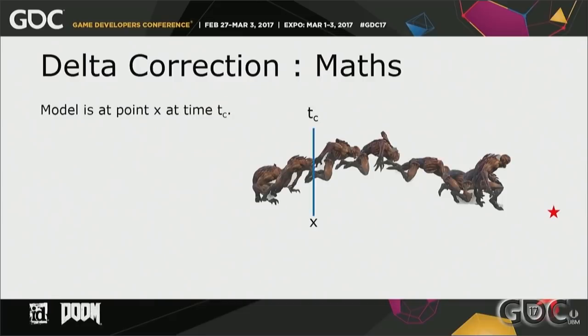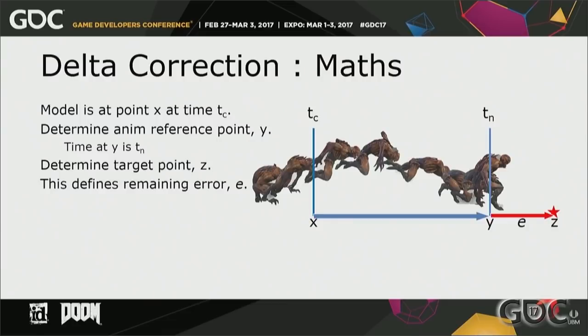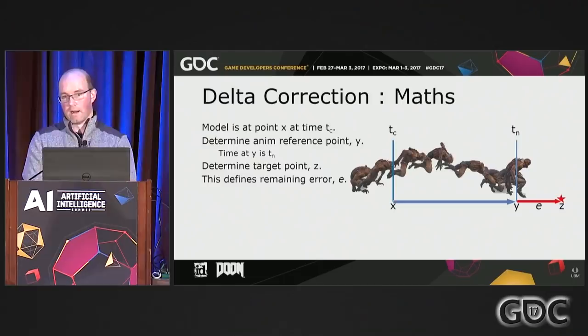Well, if the model is at point X at time t sub c, you first want to define a reference point in the animation. This is what you want to align with the target position by the time that time in the animation is reached. Here, the time at the reference point is t sub n. We already know what the target point is, just label it z. The delta between those defines the remaining error that's going to need to be applied before the animation finishes.